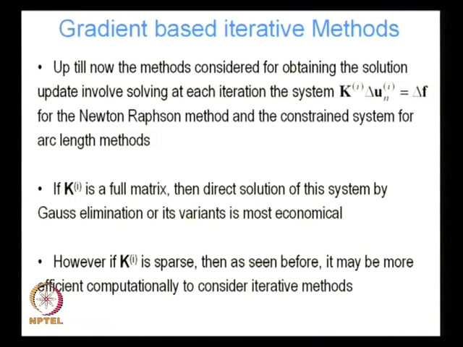If Ki is a full matrix, then direct solution of this system by Gauss elimination or its variants is probably the most economical. If my tangent stiffness coefficient matrix is a full matrix, then Gauss elimination or any variant of it is probably the most economical method. But in case those tangent stiffness matrices are not full matrices, that is, they are sparse matrices.